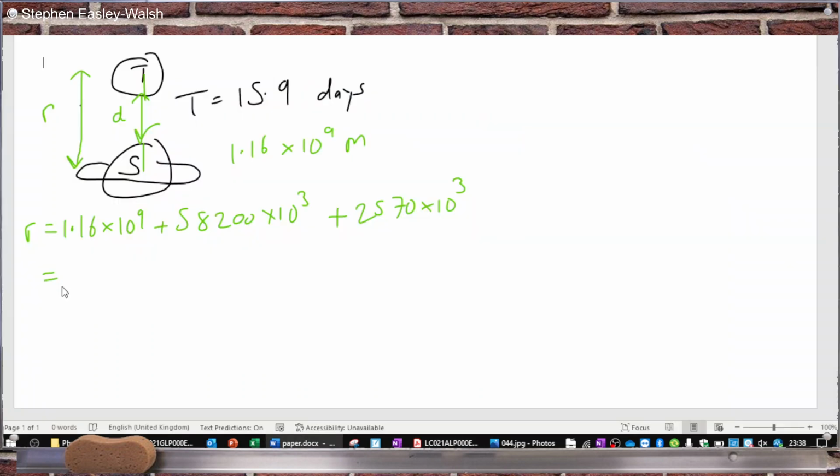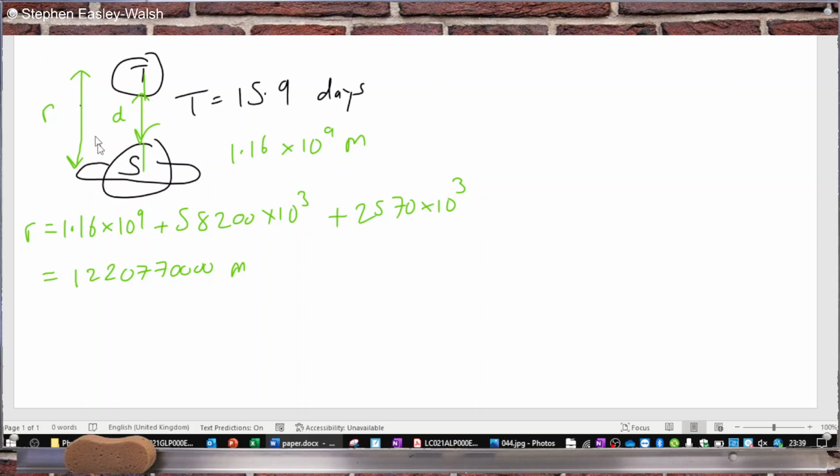Okay, so let's just type that in on the calculator. 1.16 times 10 power 9 plus 58200 times 10 power 3 plus 2570 times 10 power 3. Yeah, it's given to me as an awkward number, 1,220,770,000 meters. I'll definitely leave that answer up on the screen, on the calculator.